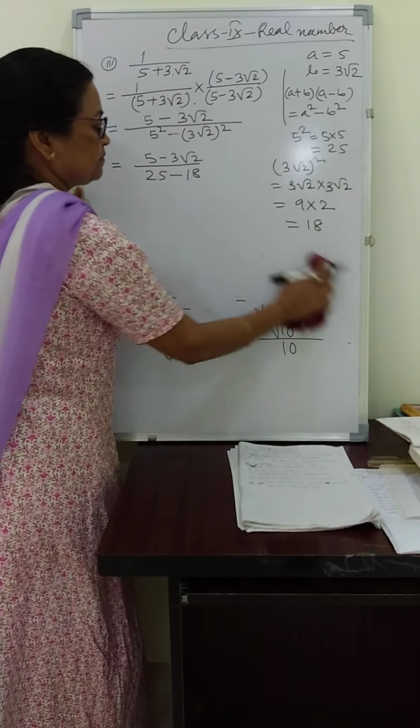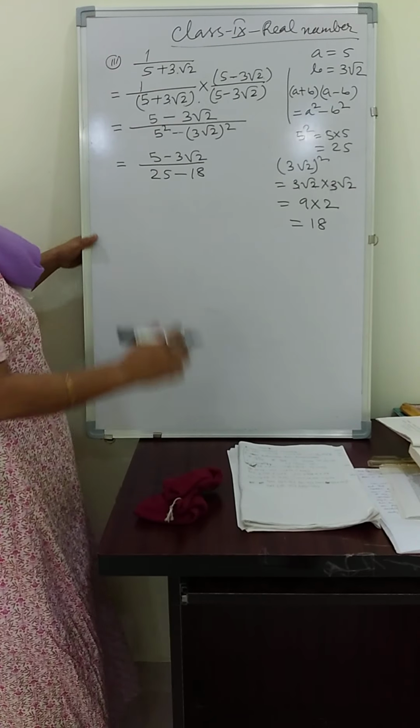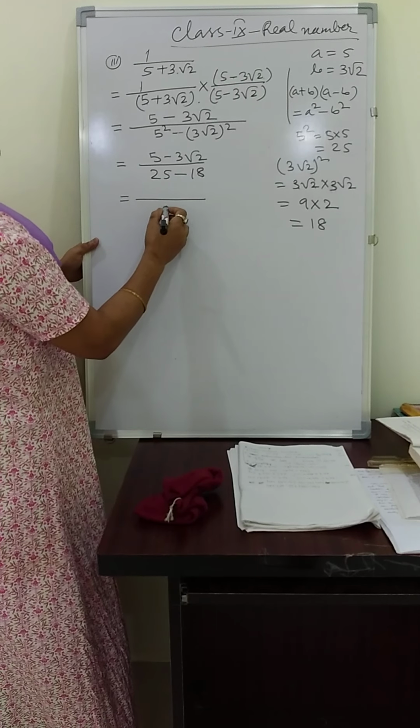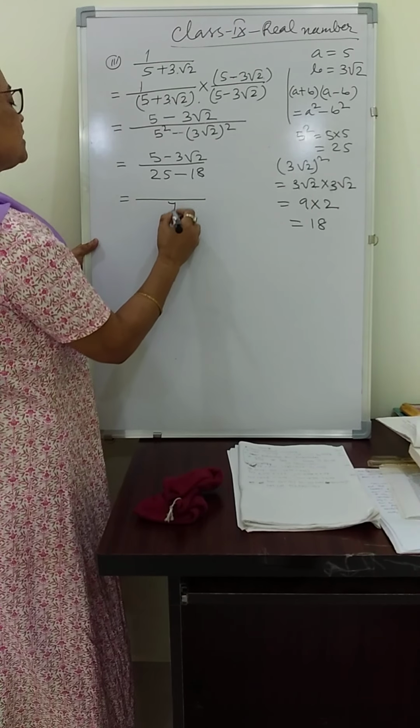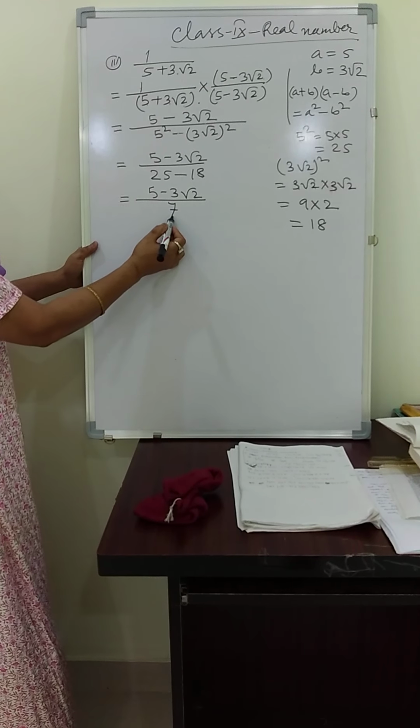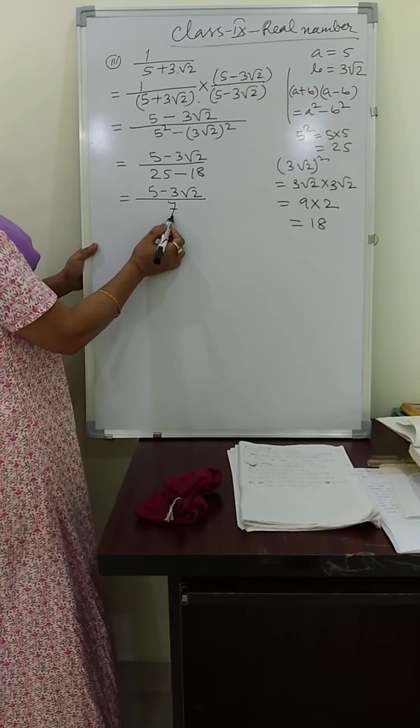So next, what to do? 25 minus 18. What we have? 25 minus 18 is 7. Here also we have seen that 7 is a rational number.